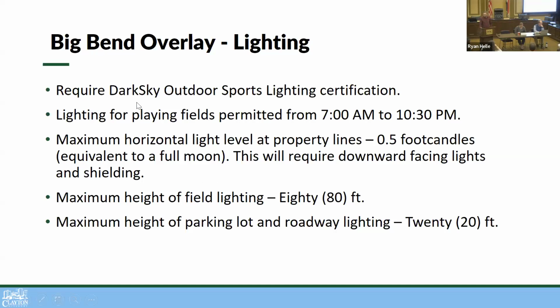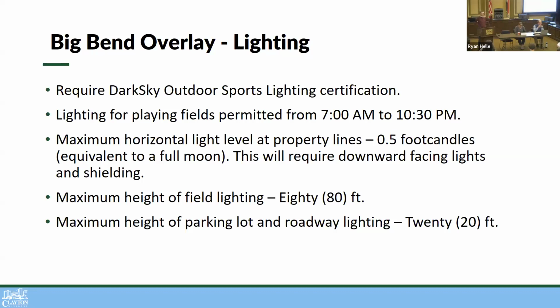All right, the Big Bend overlay, again, lighting, so the dark sky certification would need to be met. And we can post some information or a link to dark sky as well on Engage Clayton, so you can take a look at it. But the lighting for the playing fields will be permitted from 7 a.m. to 10:30 p.m. Maximum horizontal light level at the property lines, again, is a half a foot candle. A half a foot candle is full moon, so you can't restrict anything past a half a foot candle. You couldn't say 0.3 or something like that. If you went out with a meter, they would be in violation if you had enough moonlight. So you have to set the standard at what the moon actually puts out, which is a half a foot candle.